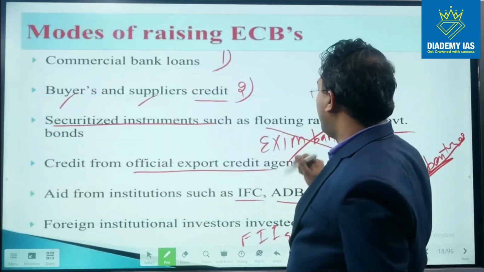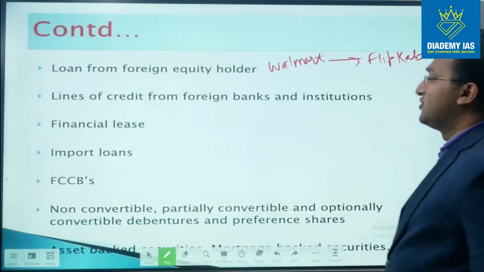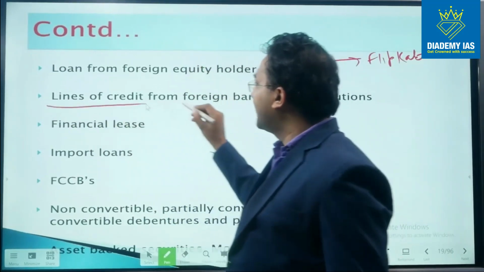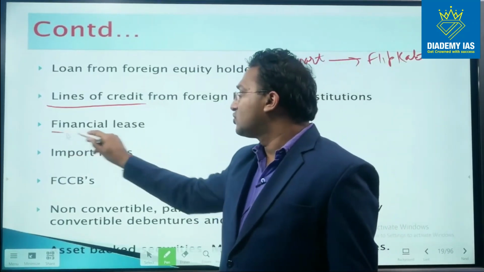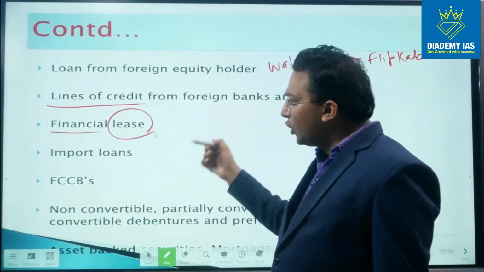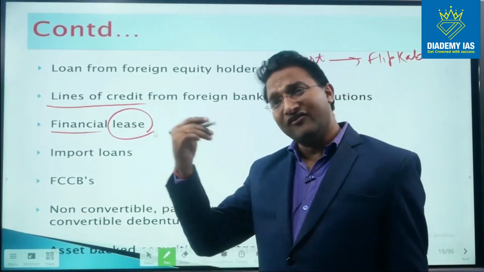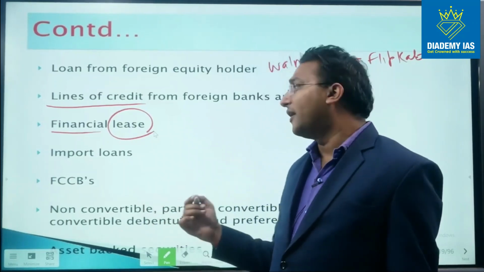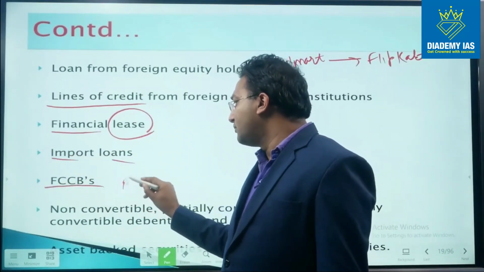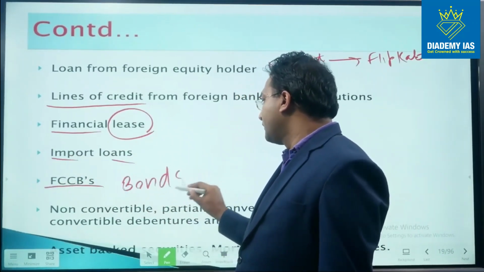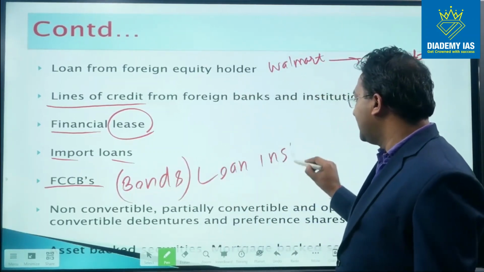Lines of credit from foreign banks and financial institutions. Line of credit is again basically the loan. Financial lease. So lease is basically a loan which is given for a particular product. For example, the foreign bank can give the financial lease for machinery, etc. Import loans, foreign currency convertible bonds. So these are the bonds which are issued outside India. Bonds are basically the loan instruments. We will discuss these in the money market.